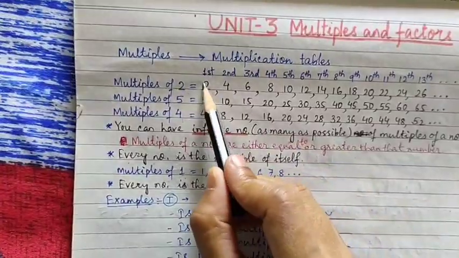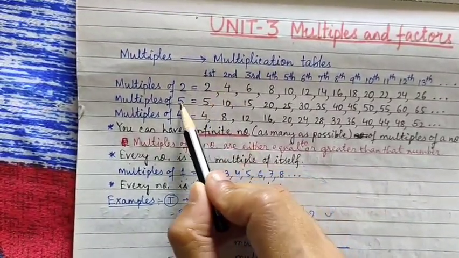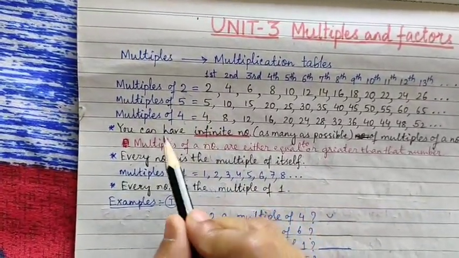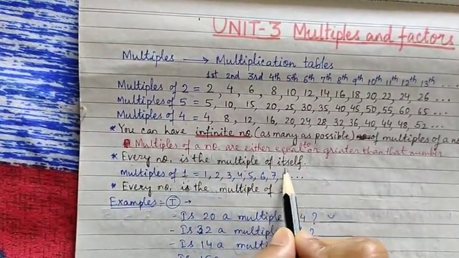Next, every number is the multiple of itself. See here, 2 is the multiple of 2. Which multiple? First multiple. 5 is the multiple of 5. 4 is the multiple of 4. यानी हर एक नंबर का वो खुद एक multiple होता है. Means every number is the multiple of itself.